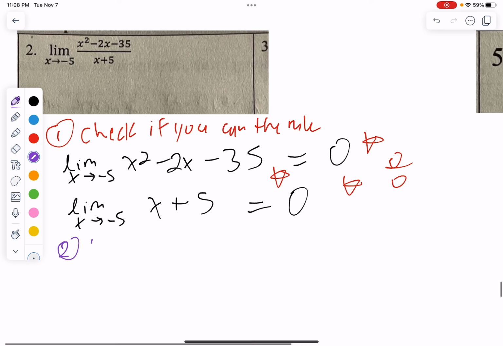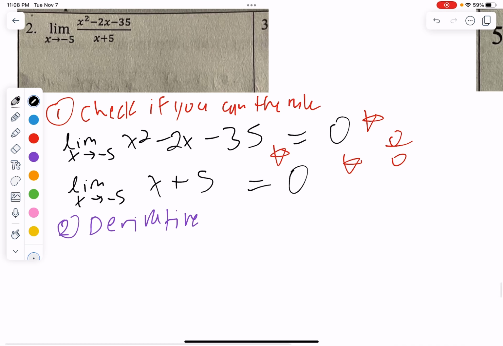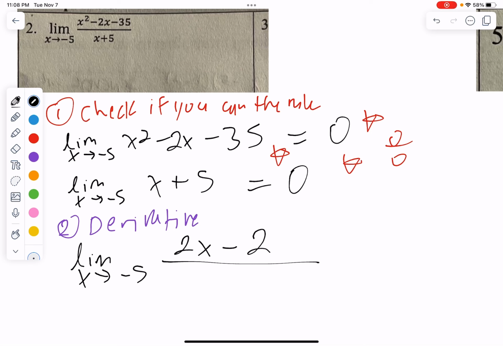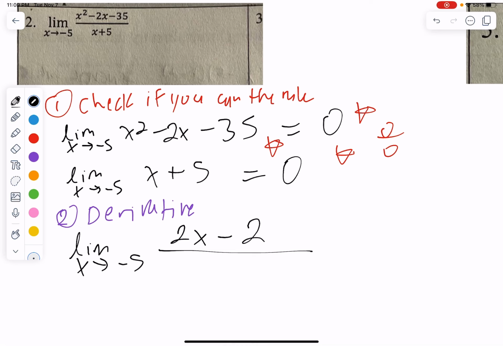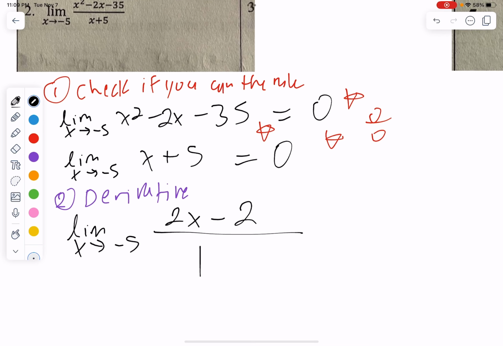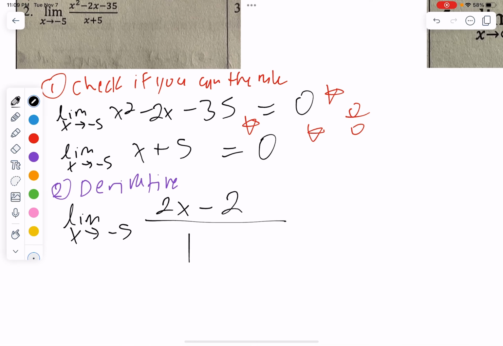So now you're going to take the derivative of the numerator and the denominator of the limit. Once I derive this, we get the limit as x approaches negative 5 of 2x, due to the power rule, minus 2, and then by the constant rule the derivative of 35 is 0, over x, which turns into 1, and the derivative of 5 is 0 because of the constant rule. So we've taken the derivative.